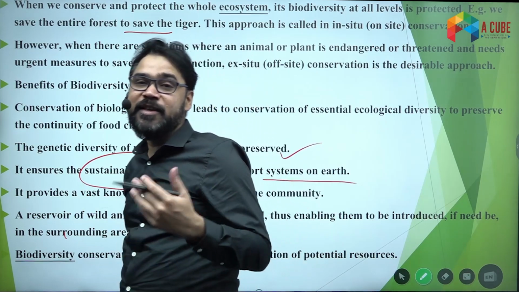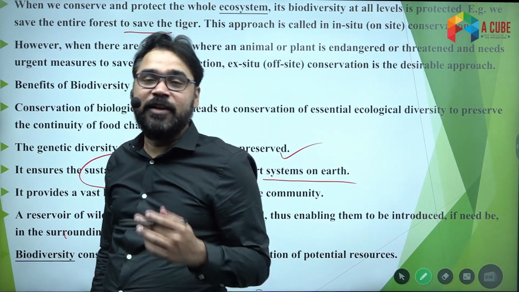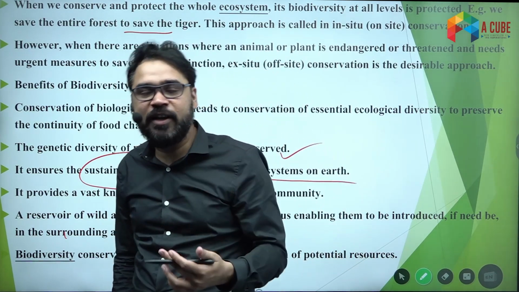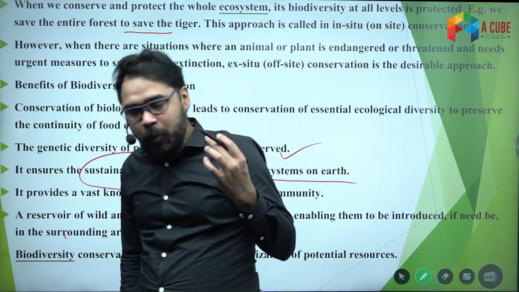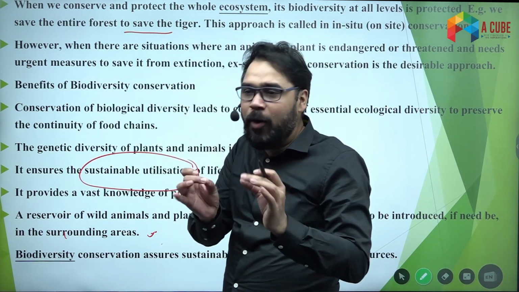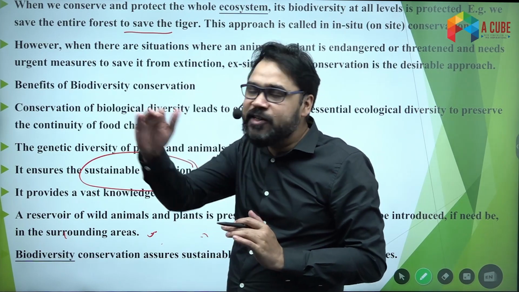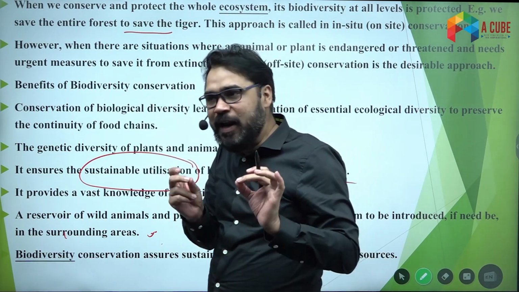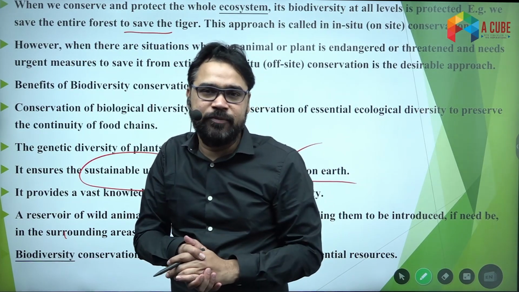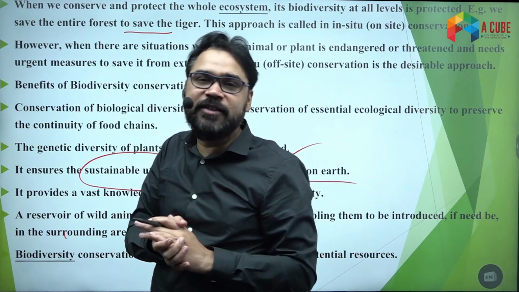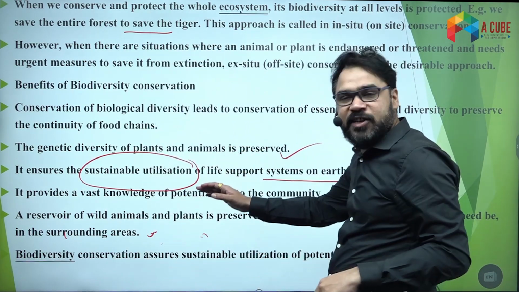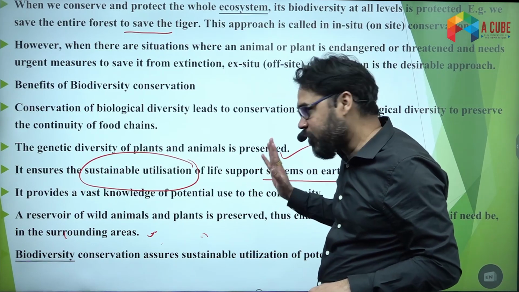You know, there are many cycles which we see. There is a natural carbon cycle, there is a natural nitrogen cycle, there is a natural phosphorus cycle. Everything is very important and everything is at its optimum. If it decreases or if it increases, it will have some or other kind of impact on the ecosystem. So biodiversity conservation actually maintains that particular sustainable utilization of life support systems on Earth.